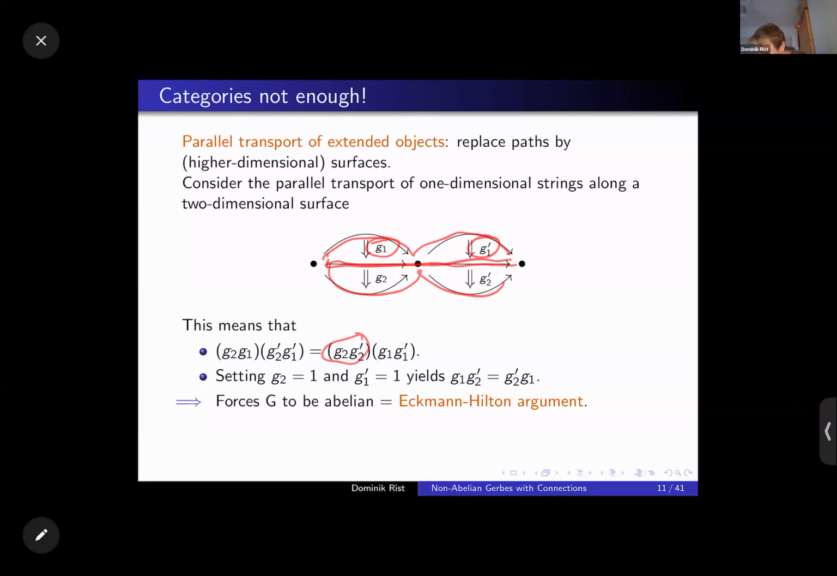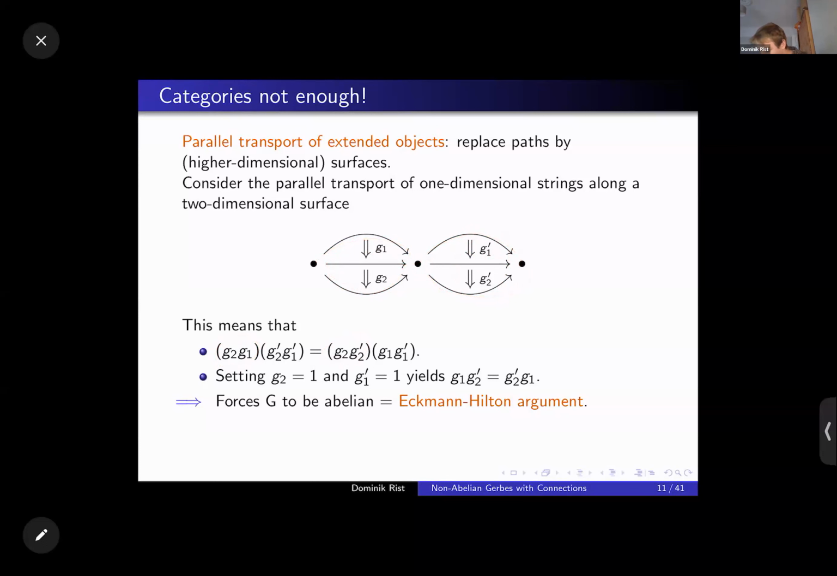And that has to be the same as if I first moved, let's say, the right part, so G1 prime times G2 prime. So moving this part into this configuration, and then moving this part into this configuration, which is given by G1 times G2 times G1. And these two have to be the same.